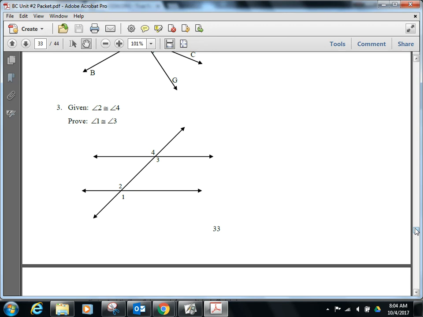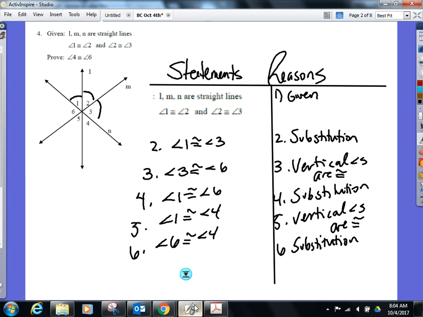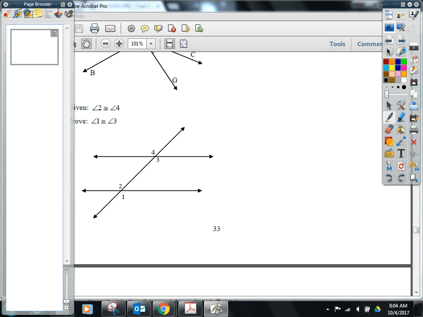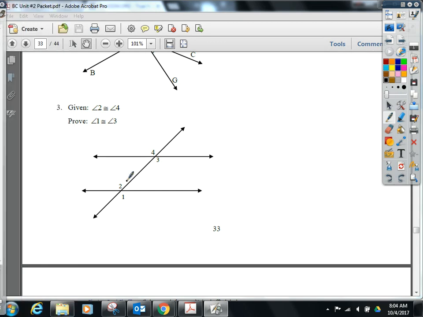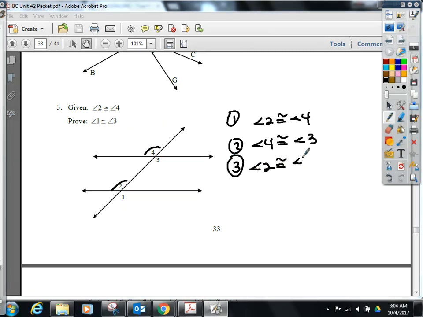Here you go with number 3. Here's another example, what I was talking about with the substitution. You know 2 was congruent to 4, right? You also know 4 is congruent to what other angle because they're vertical? 3. So what can you do with that given and those vertical angles? What can you get out of those? Because here's the givens. Here's step 2. Step 3 would be what conclusion based on these two? 2 is congruent to 3, substitution.